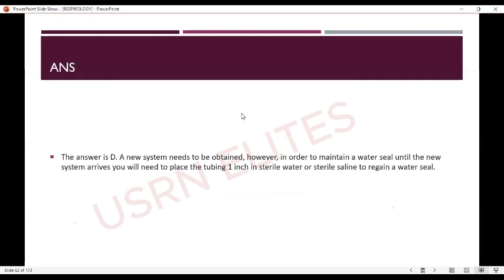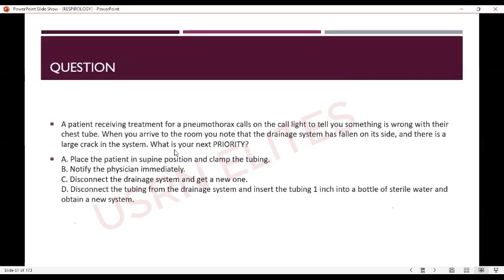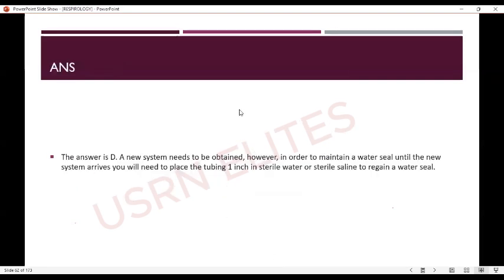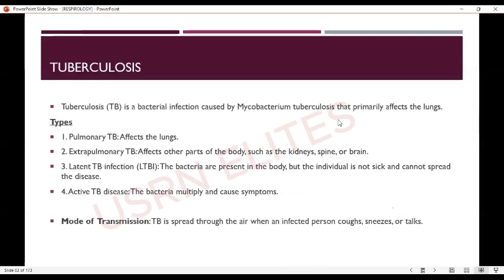We don't waste time. Well explained. The one who asked the question didn't ask whether it was contaminated or not, so in that instance, just pick the sterile bottled water and you are good to go. The new system needs to be obtained. However, in order to maintain a water seal until the new system arrives, you need to place the tube 1 inch into sterile water to regain the water seal.